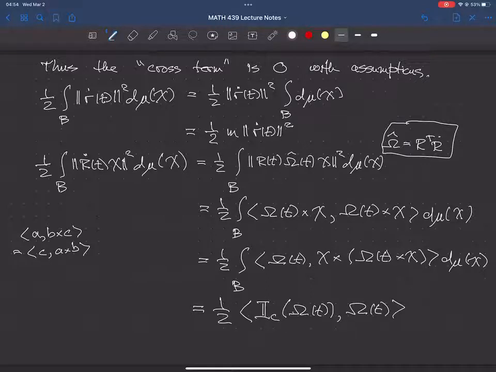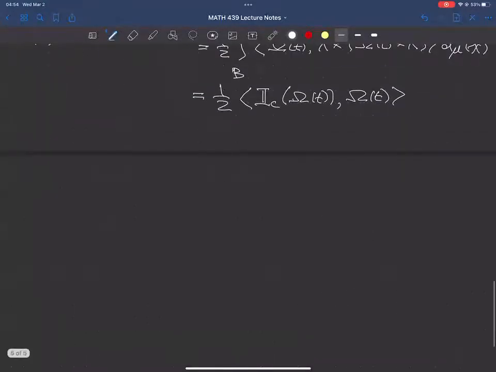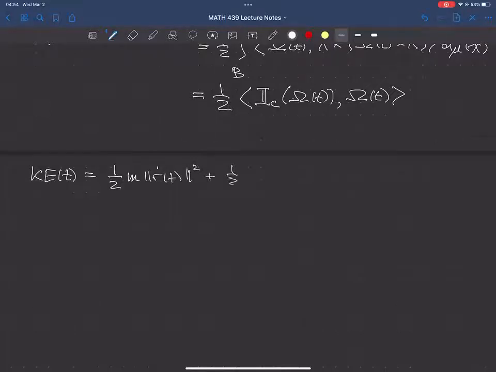Okay. All right, and so what we've shown is that the kinetic energy is equal to a nice sum, 1/2 m r dot of t squared plus 1/2 inner product I_c omega with omega.